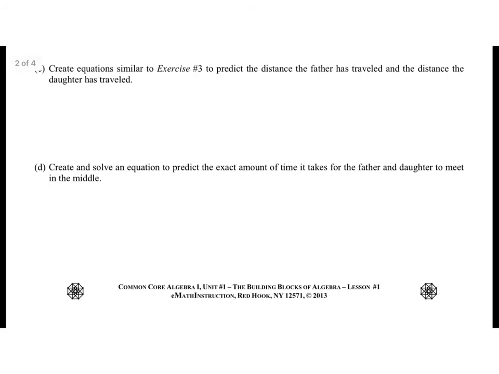So what we know is that we need to create two different equations. So we need to find one for the father and for the daughter. So for the father, we know that the total distance will equal 9 feet times the number of seconds or the time that has been traveled. And then for the daughter, we know that her total distance will equal 6 times the time that they have spent traveling. So create and solve an equation to predict the exact amount of time it takes for the father and daughter to meet in the middle.